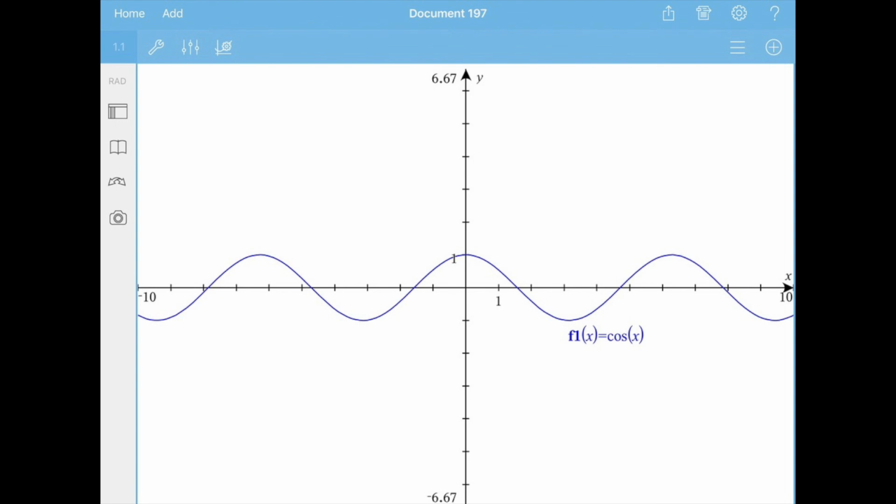So cosine actually goes right through the top of the crest, right through the middle, and that's how you distinguish between sine and cosine. But pretty much everything else is going to be the same.